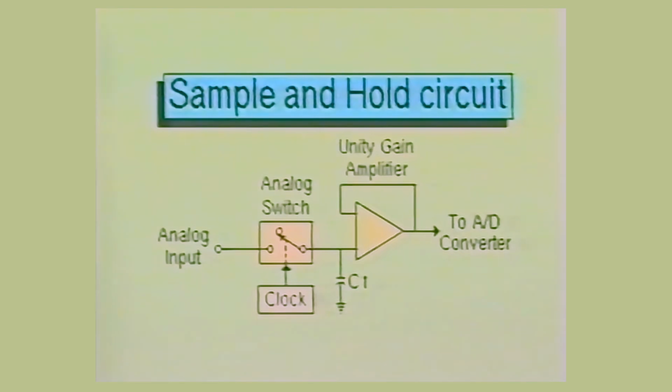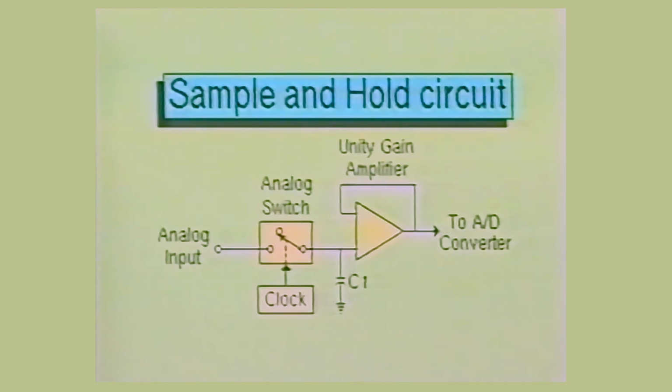Let's examine this circuit to see how it works. The electronic analog switch, which is controlled by a clocking pulse, closes to take a rapid sample of the analog input signal. Capacitor C1 will then charge to the potential of the voltage present at the input. The charge on the capacitor is monitored by the unity gain amplifier. This op-amp should have a very high input impedance.